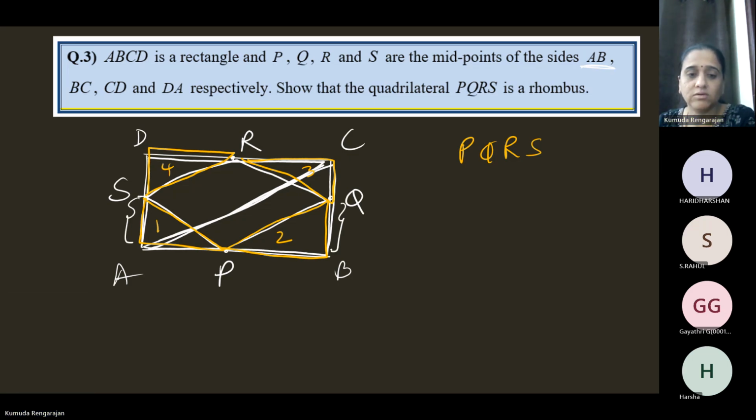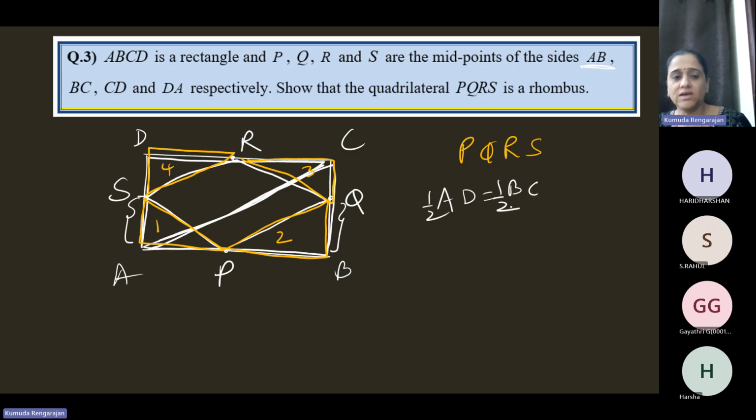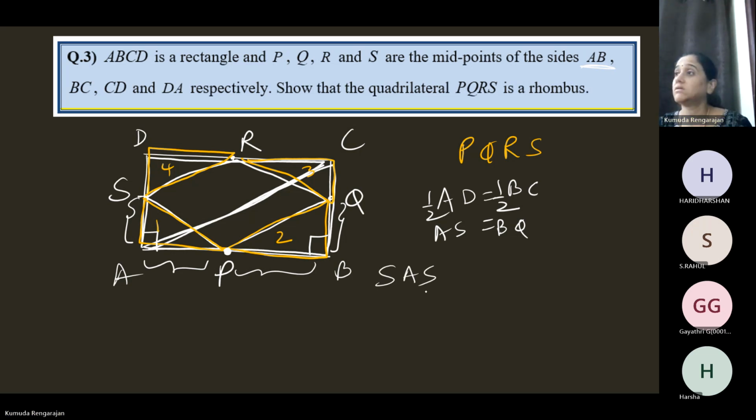AS is equal to QB. Why? Because the outer one is a rectangle, opposite sides are equal. So AD is equal to BC. So half of AD will be equal to half of BC. Half of AD is AS, half of BC is BQ. So AS is equal to BQ. And then the outer one is a rectangle, so the corners are right angles, 90 degrees. And AP is equal to PB because P is the midpoint of AB. So in these two triangles, by the SAS rule, the triangles are congruent.